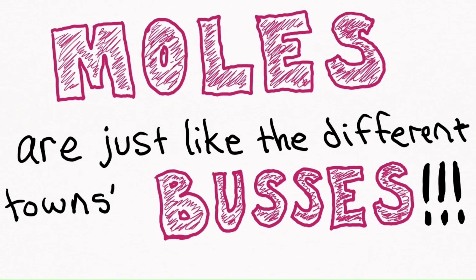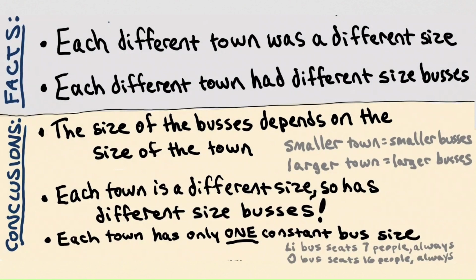So moles are just like the buses, okay? A mole is going to be that unit of measurement, that container that fits a certain amount of things. In the town's case, a certain amount of people, but in chemistry, it's going to be a certain amount of grams of an element in its container. The container of the bus is the mole. Now let's look at the facts that we've acquired from what I've been talking about so far, okay? Each different town was a different size, right?